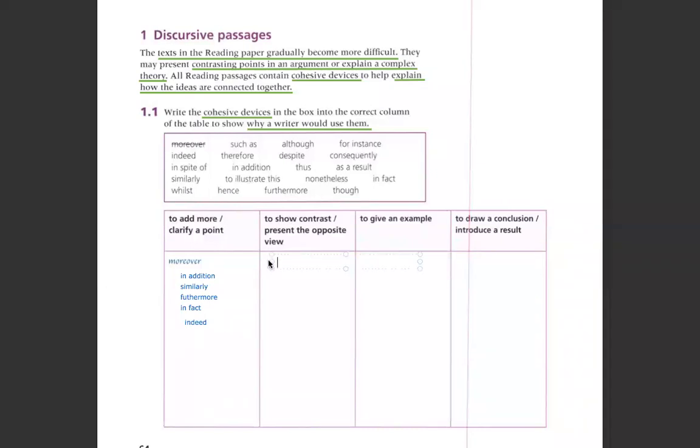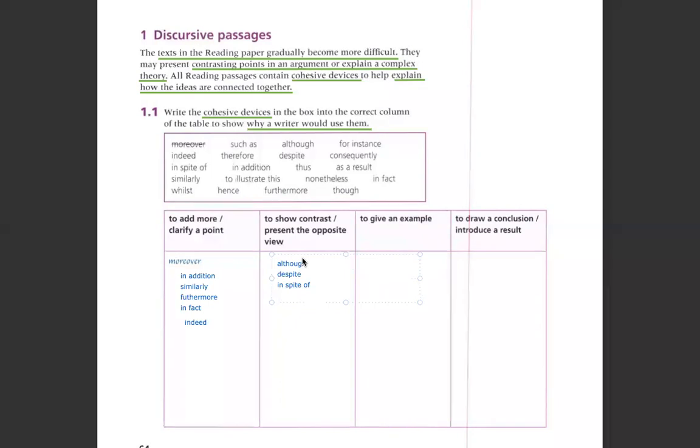All right, let's go to the next one, which is to show contrast. Please type your answers in the chat box. So here we spoke about adding similar information. Now we're talking about adding opposite information. So the most common one to use is although. So think about words with a similar meaning to this. Despite, in spite of, which has the same meaning as despite, we just use it differently.